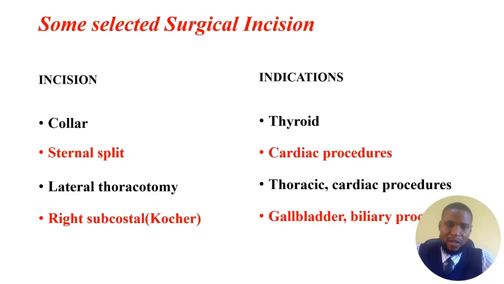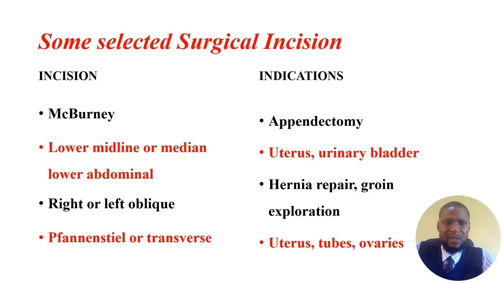The next one is right subcostal. Sometimes they call it Kocher incision. You can use it to access the gallbladder or for biliary procedures. Now the next one here is the McBurney incision. The McBurney incision is meant for appendectomy. It can be used to remove the diseased appendix.